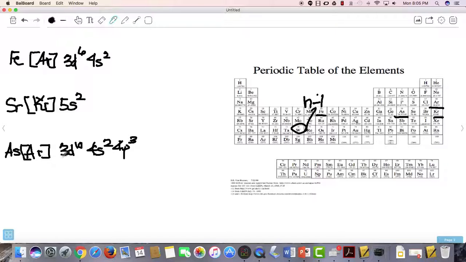Remember, it is important that when you write these electron configurations, you write them in order by principal quantum number. Yes, I know this is 4s, then 3d, but we have to make sure we write them in order of principal quantum number. That is the end of that lesson.